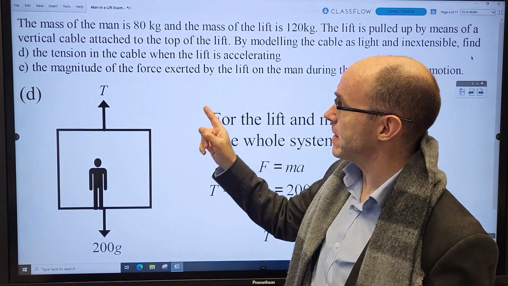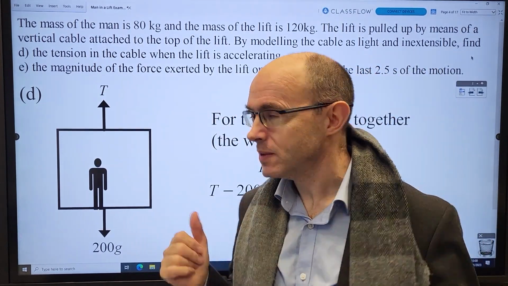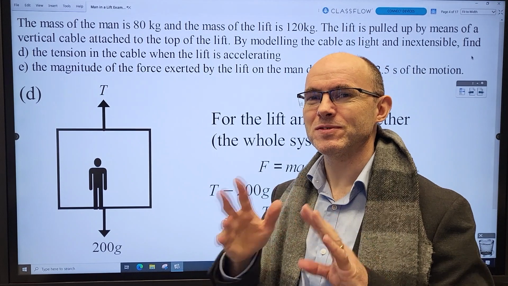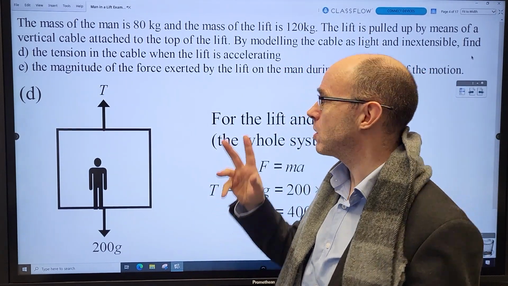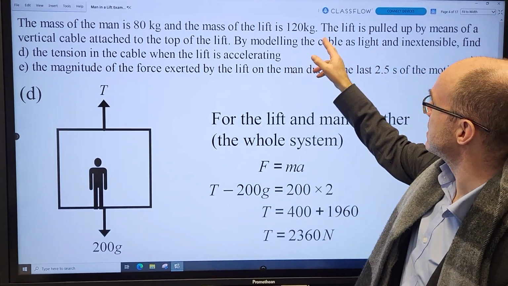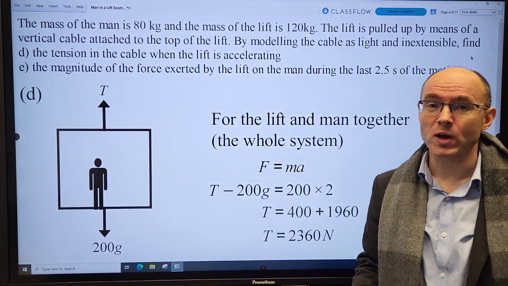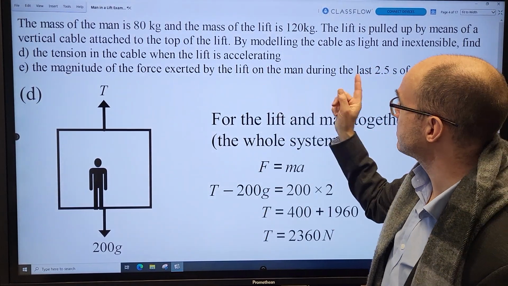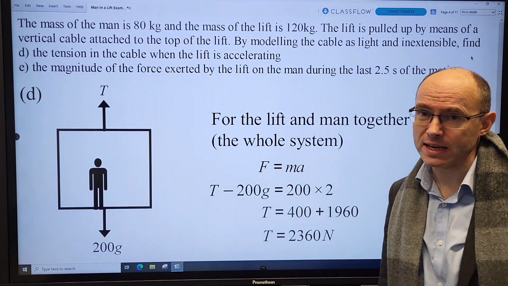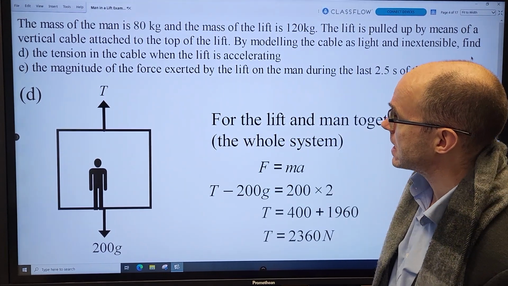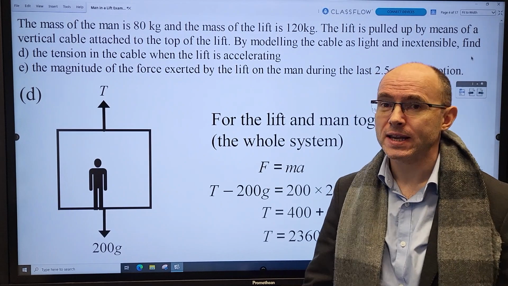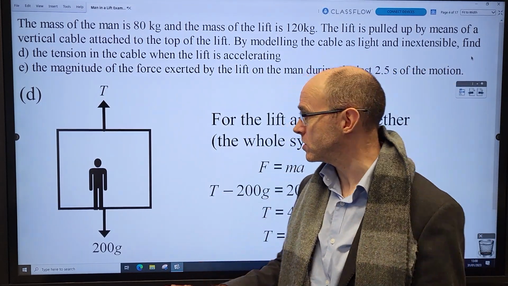The mass of the man, 80 kilograms. Again, no, it's just for show, really, what I'm doing. And the mass of the lift is 120 kilograms. The lift is pulled up by means of a vertical cable attached to the top of the lift. By modelling the cable as light and inextensible, we'll find the tension of the cable. The lift is accelerating. Now, for finding the tension of the cable, we've got to consider the whole thing.